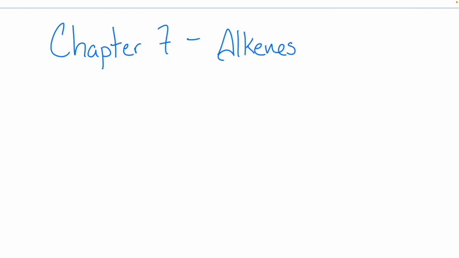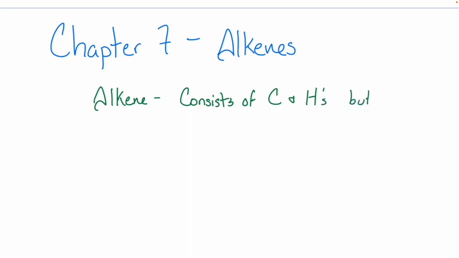Cool. All right, so first of all, alkenes. What am I talking about here? An alkene is a molecule that consists of carbons and hydrogens, but we have at least one carbon-carbon double bond.